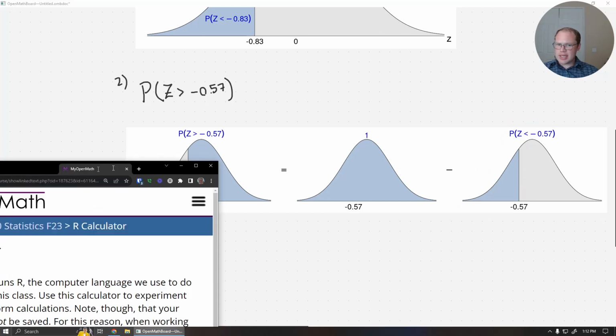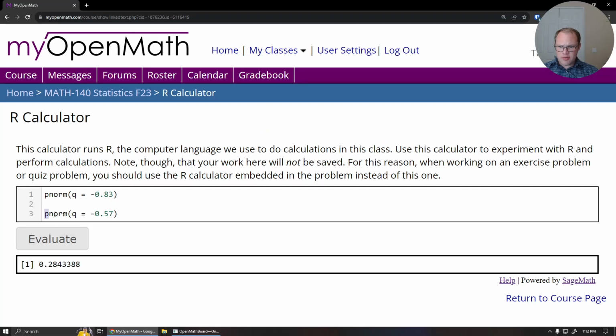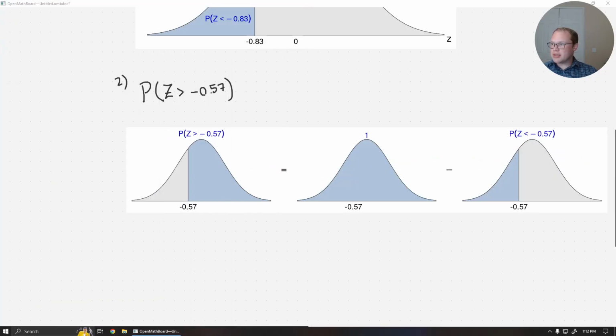And so what that looks like here is instead of just p-norm, q equals negative 0.57, I have 1 minus p-norm, q equals negative 0.57. And now that will give me the probability I want, which is 0.715, about 72%. So there's about a 72% chance that a randomly chosen data value would be over here.